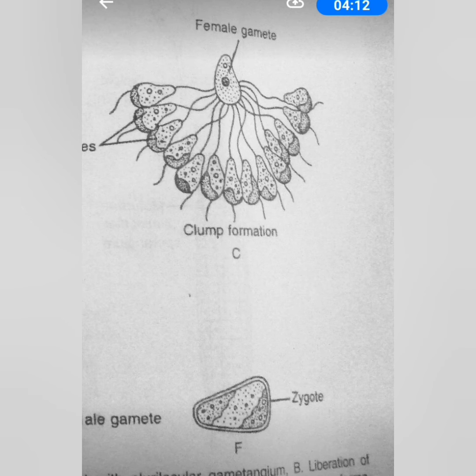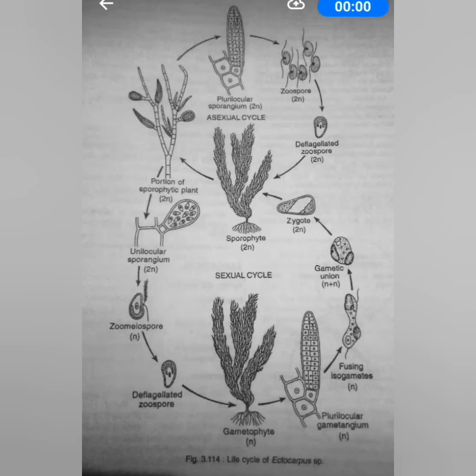So this sporophytic diploid plant will then again develop unilocular and plurilocular sporangia. So this is how the fertilization and germination of the zygote occurs in Ectocarpus. At the time of germination, the diploid zygospore nucleus divides mitotically. Hence it will give rise to a diploid thallus.